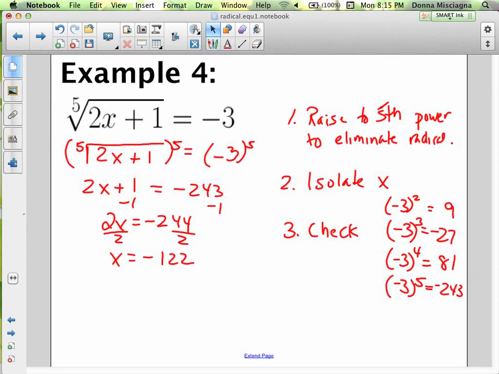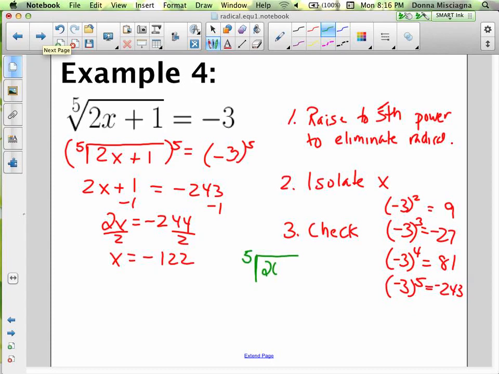And now let's check our solution. All right, so we have the fifth root of 2 times negative 122 plus 1 equals negative 3. So that would be the fifth root of negative 244. Oh, wait a second. Yeah, that's right. Sorry. That is supposed to be a plus 1. Just want to make sure I had the right sign in there, but I'm okay.